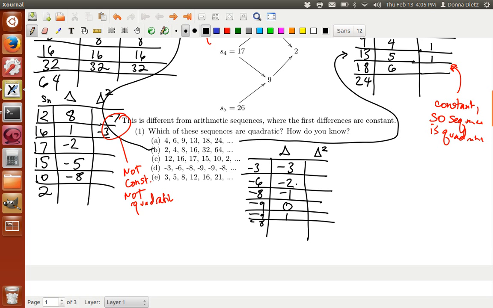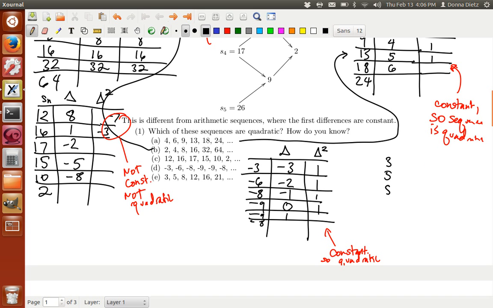These differences are, let's see, negative 2 minus negative 3 is 1. Negative 1 minus negative 2, that's 1. 0 minus negative 1, that's 1. 1. These are constants. So this is constant. So it's quadratic. All right, and the last one.